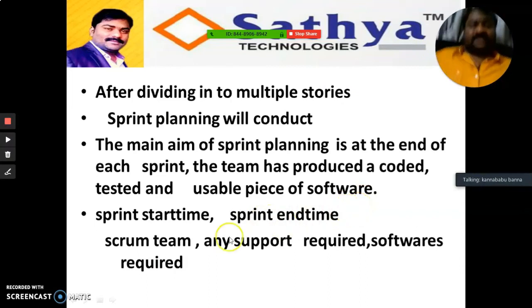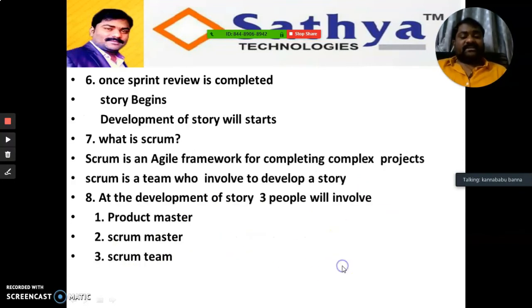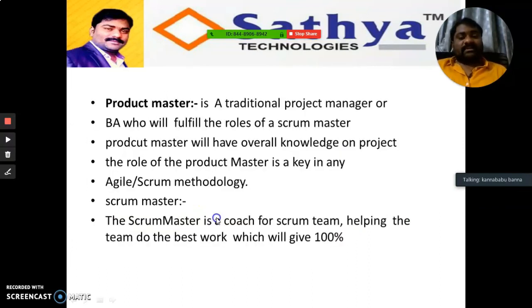In this one, they will decide about the sprint start time, sprint end time, Scrum team, any support required, any software required, any third-party software required. Once the sprint planning is completed, the story begins. Story begins means development of the story will start. What is Scrum? Scrum is an agile framework for completing complex projects. Scrum is a team involved in developing the story. At the development of a story, three roles are involved: product master, Scrum master, and Scrum team.